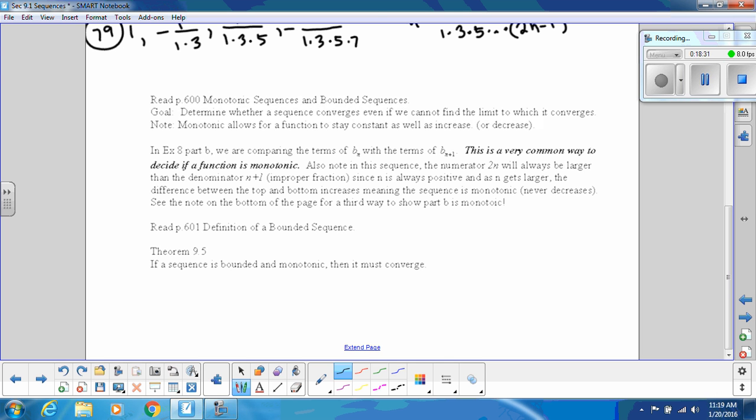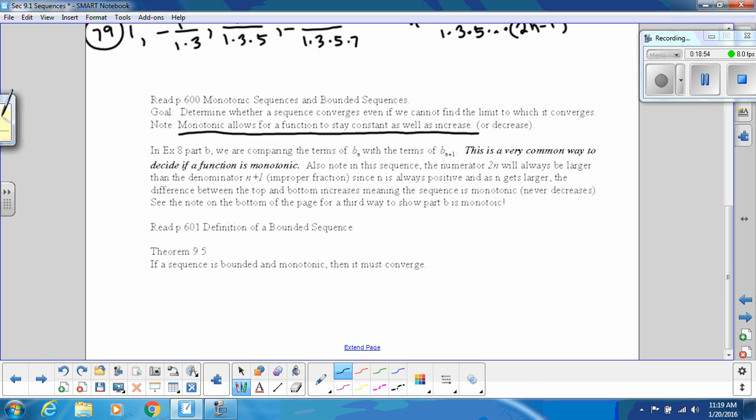This is an important note to make. Monotonic allows for a function to stay constant as well as increase or decrease. It says non-decreasing or non-increasing because they want to include terms that are constant.